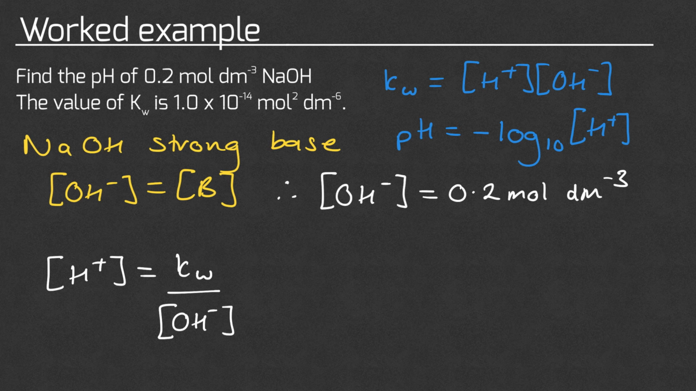And this is the rearranged equation. So the concentration of hydrogen ions equals Kw divided by the concentration of OH-. The next step is to sub in the values. So we know the concentration of hydroxide. We are given the value of Kw. So we can now calculate the concentration of hydrogen ions.